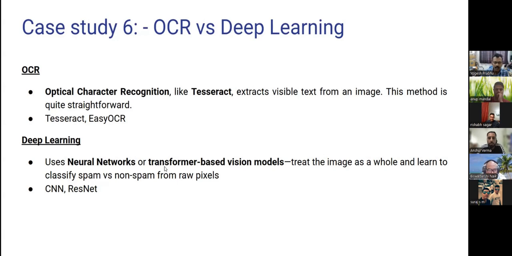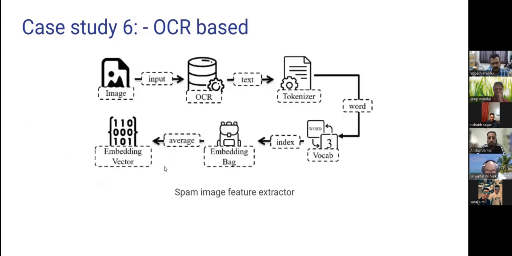Now, let us see the core techniques that have been used in OCR and deep learning methods for feature extraction in the next few slides. The first case is the OCR block diagram. In this slide, the block diagram shows the OCR-based spam detection. First, the text extracted from the OCR is converted into tokens in the form of words through a tokenizer.